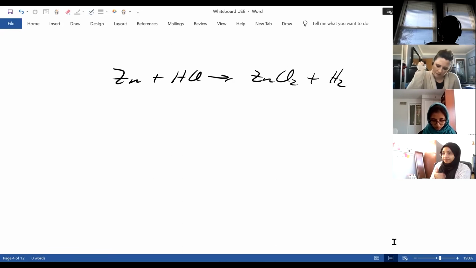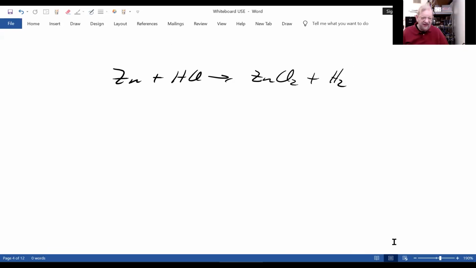All right, looks like some of you are having problems. Let me show you how to do this, and then you practice more in the lab. Now, you start looking at elements. Zinc, 1 zinc, 1 zinc. Well, that's good. 1 chlorine. Uh-oh, 2 chlorine. It's got to be the same.